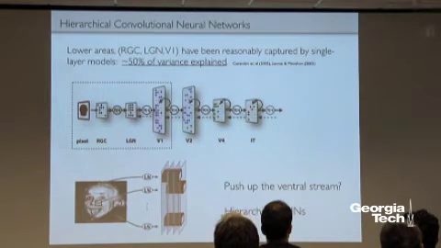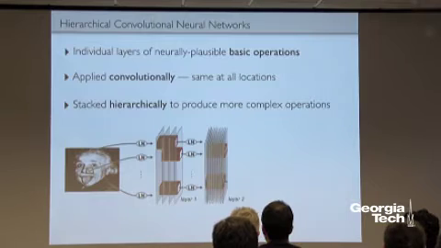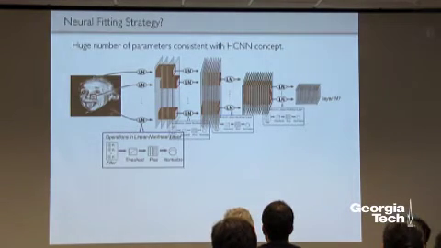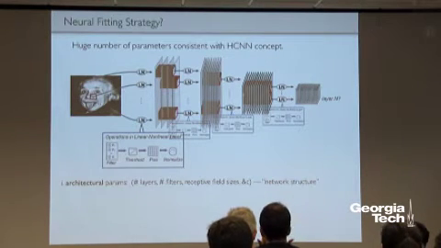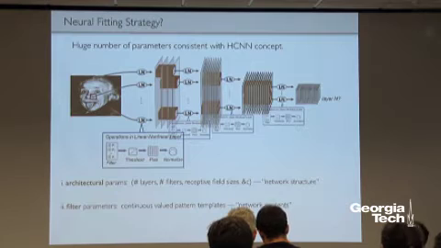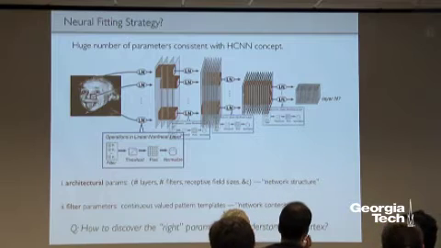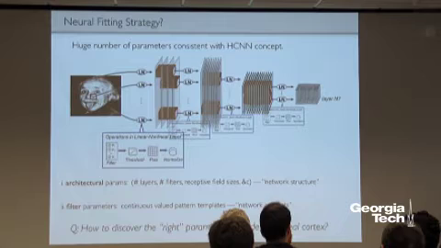If you're interested in neural responses in higher cortical areas, after all, the input is image-like and the output is image-like, so you can just keep stacking, right? Of course, there's a huge number of parameters consistent with that idea. There are architectural parameters: how many layers, how many filters, the network structure. There are filter parameters themselves, the continuous values in all the filter templates. That's a huge number of parameters, and the obvious big question is how do you find the right parameters?